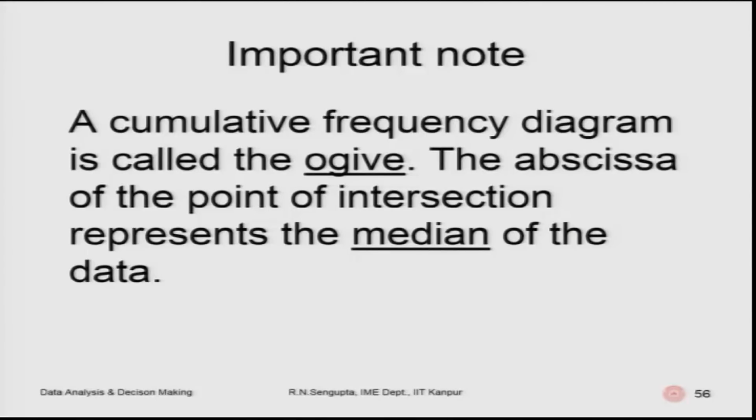A cumulative frequency diagram which we just saw is known as the ogive curves of the less than type and the greater than type. The abscissa of the point of intersection of these less than type and greater than type curves gives us the median of the data. So, the median has a very special significance. I am going to come to that later on.